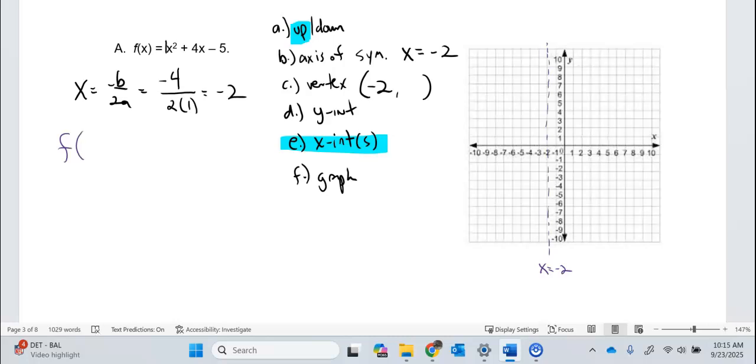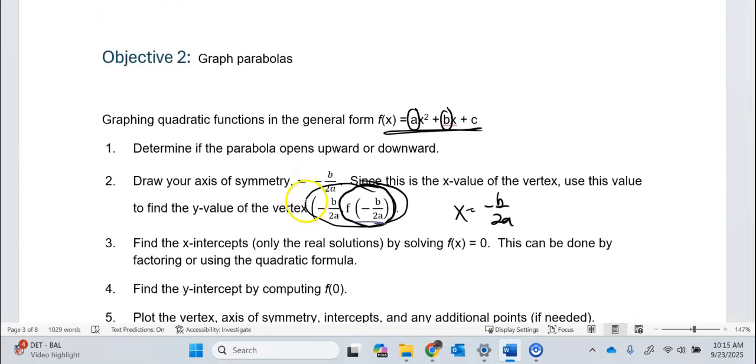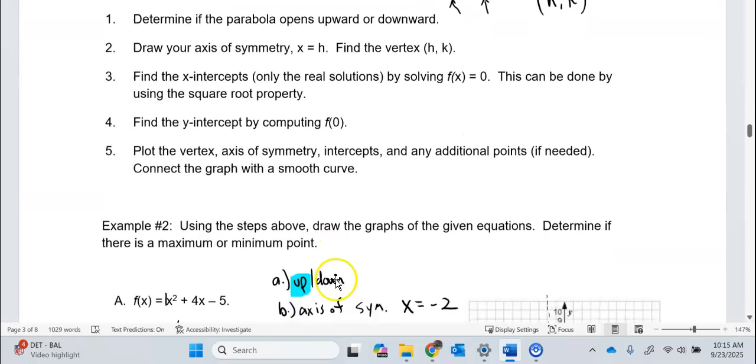I'm using this formula. I found the x value of the vertex. And then what does this mean? This means just take what you get for the x value, in this case we got -2, and plug it into your function. That'll always give me the y value.